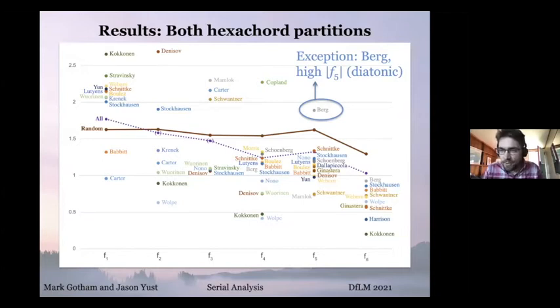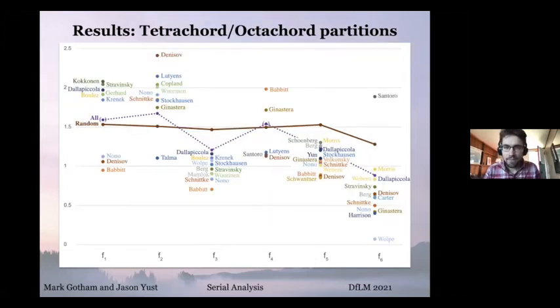uniquely tonal, and the idea of them being tonal can be described as they have relatively diatonic segments in them compared to other rows and also compared to random. And here we see that that is unique. He's the only composer of which that's the case. Every other composer has lower diatonicity in their row segments than would be expected for a random selection of rows, which is what that brown line is.